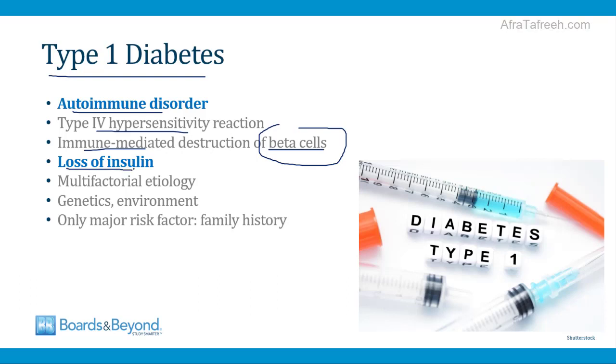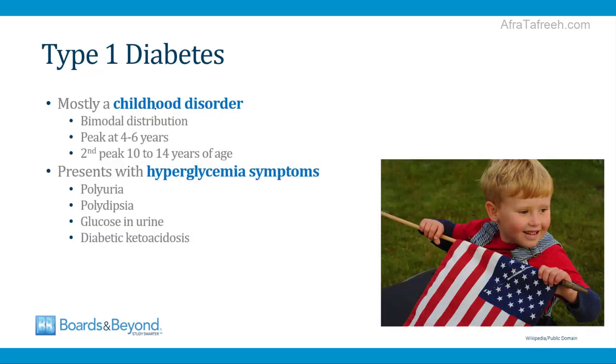The etiology of type 1 diabetes is multifactorial and incompletely understood. There is a genetic component, but also environmental factors play a role. And the only really major established risk factor for type 1 diabetes is family history. If you have a first-degree relative with type 1 diabetes, your risk is higher compared to people who do not have a first-degree relative. Type 1 diabetes is mostly a childhood disorder.